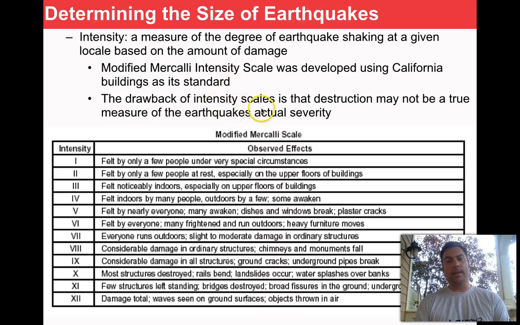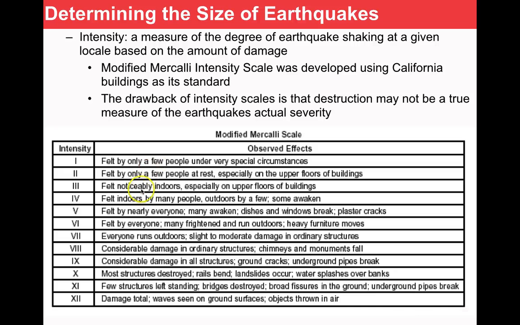The drawback to the scale is that the destruction might not be a true measure of the earthquake's actual severity. Some buildings survive better than other ones, right? So that doesn't really tell us that much about the strength of the earthquake, but it was really the best that we had for a very long time. And so you notice pretty rapidly, you know, maybe an intensity 3 is felt noticeably indoors, especially on upper floors of buildings. But 1 and 2 are basically, most people are able to sleep through a lot of these things.